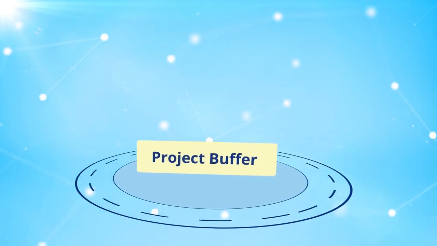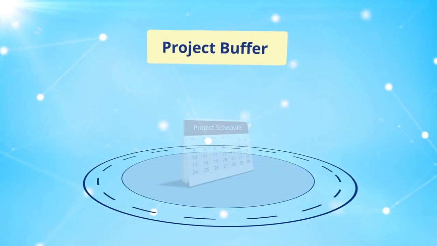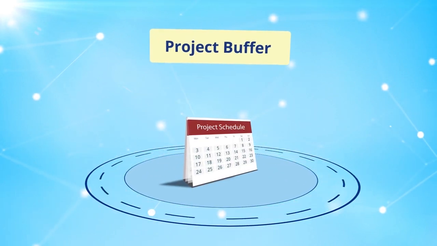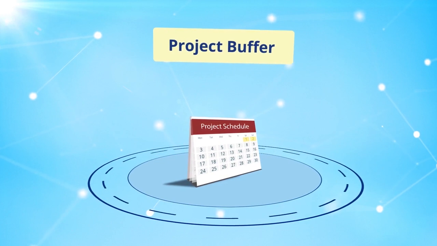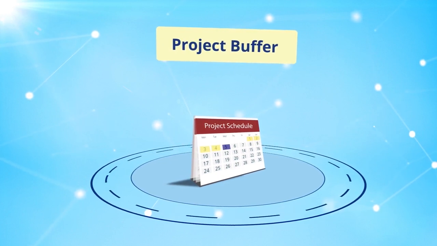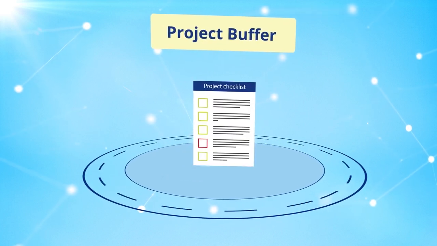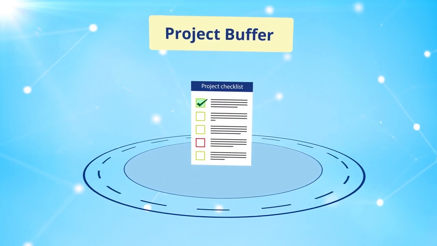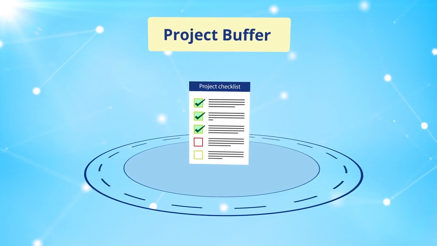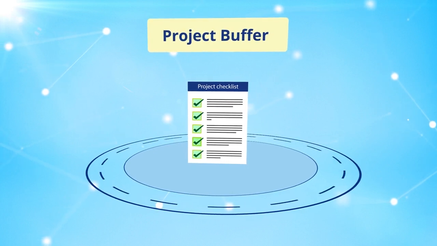Another type of buffer is a project buffer. A project buffer is extra time added to the end of a project schedule that is intended to protect the release date. This extra time added to the end of the project schedule is supposed to protect us from any delays or anything that slipped along the way as we're implementing the project.